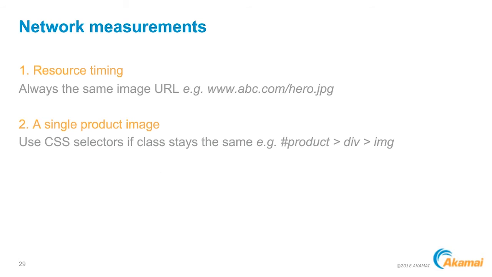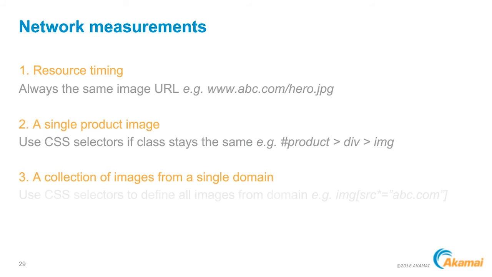The other area you might want to look at with network measurements is the collection of all of the images from your image domain. So this is taking the timer of the first image to start loading all the way through to the end of the last image to load. And you would hope to see some bigger differences here between your optimized images and your non-optimized images. Again, if we look at how you do this in mPulse, we use our CSS selectors again, and this time we can specify just all images from a certain domain.